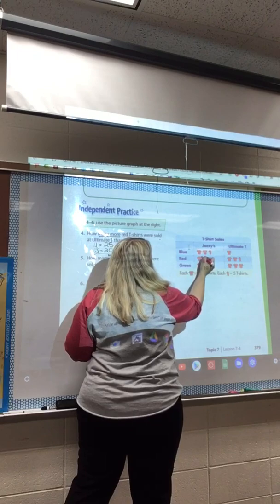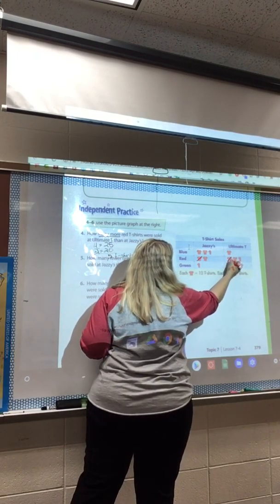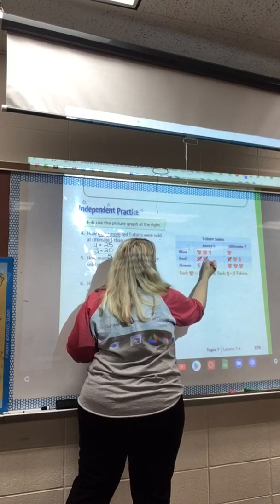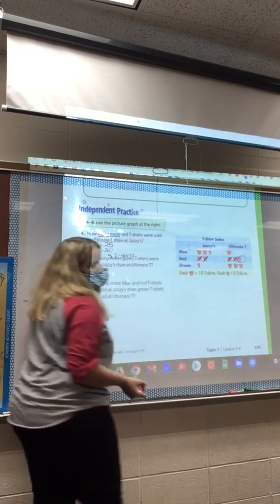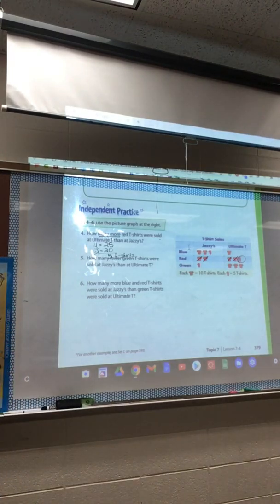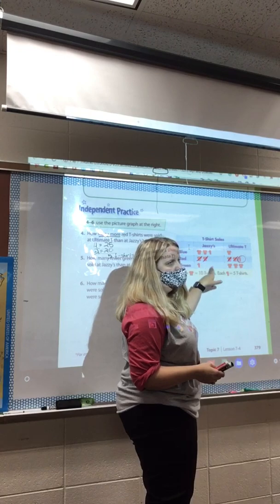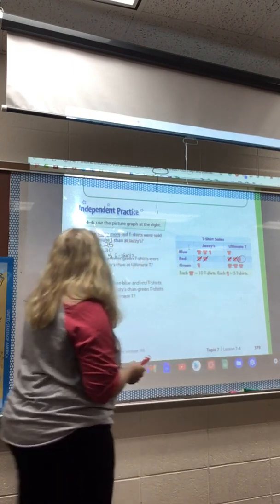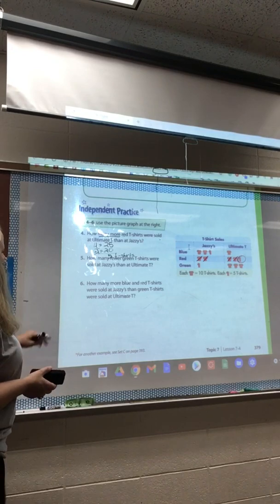So I have 10 here, and I have 10 here, and I have 10 there. So how many do I have left? 5. So if you use a picture graph, it's real easy to see the data difference. Picture graphs and bar graphs are really good about that. They show you the data difference just by looking. All right, so let's move on.